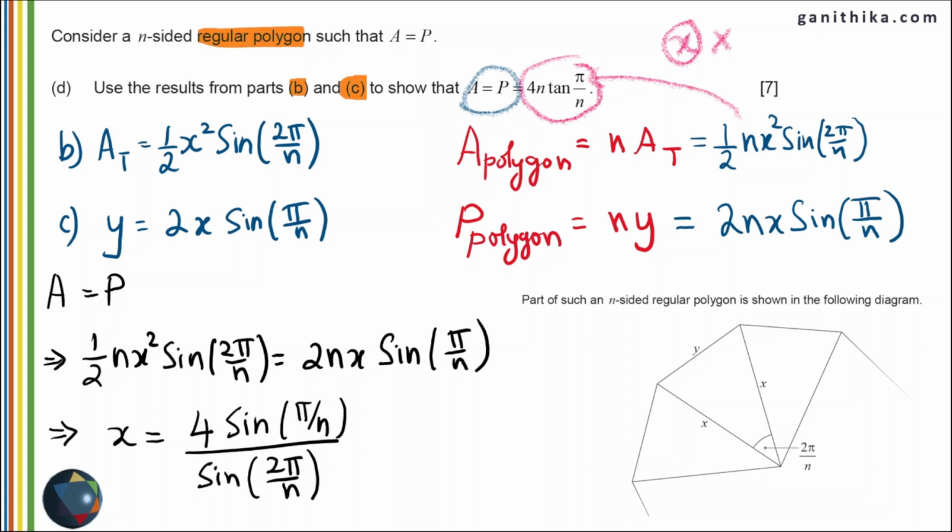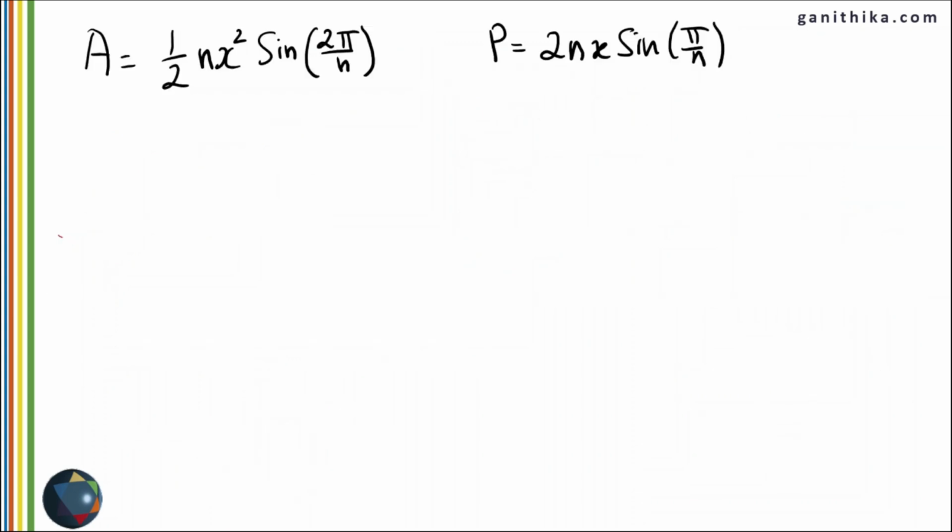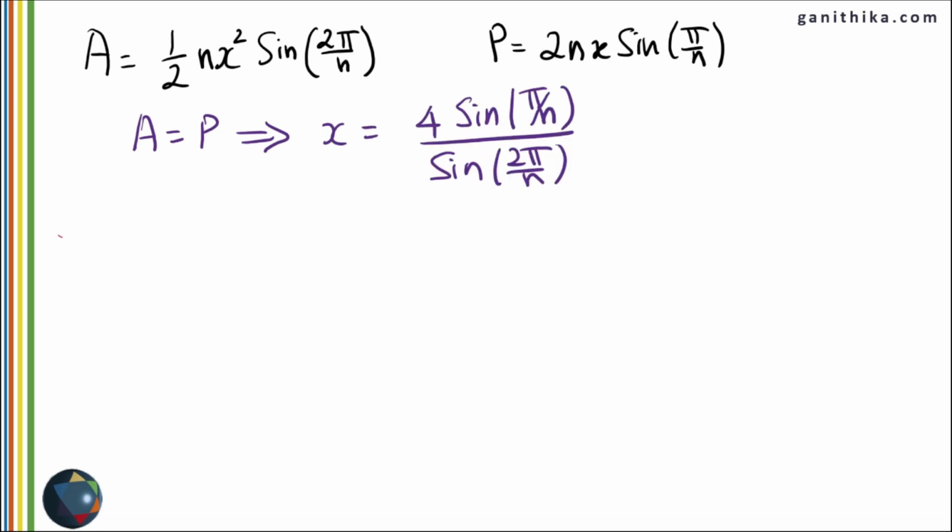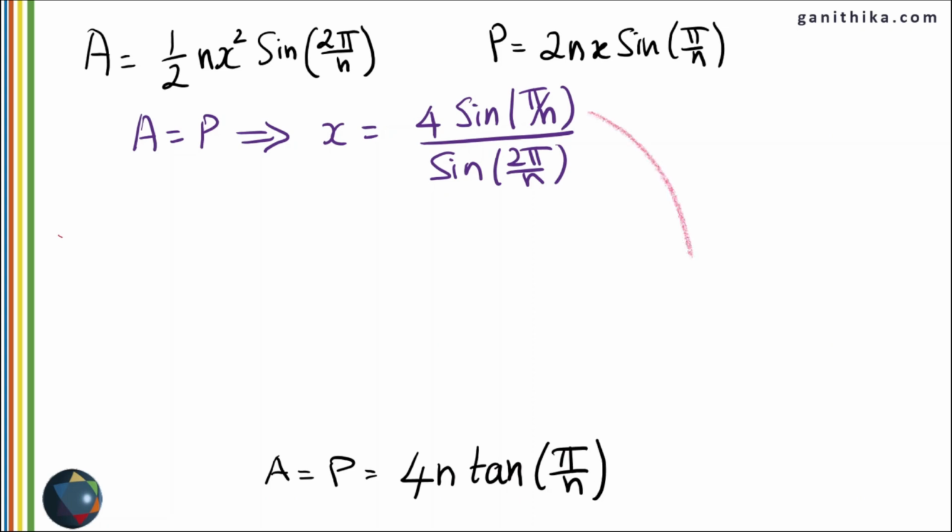So once you have isolated x like this, and you have the condition for A and P, A equal to P and x, these are the things that we have now, and we are supposed to prove that both A and P are equal to 4n tan pi over n. So from here to here, how can we go? This is what you need to think now. Using the expression for x, can we change the expression for A and P to 4n tan pi over n? This is what you need to think now.